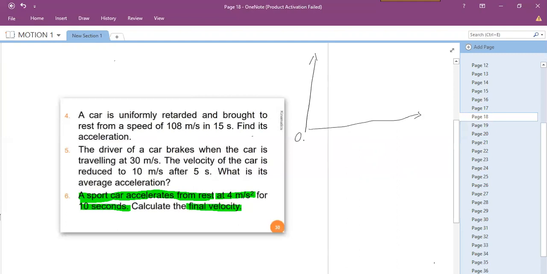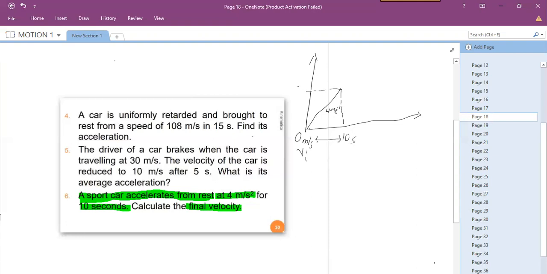So from rest here, we are at 0 meters per second. That's the initial velocity. So this is the initial velocity. So it accelerates at an acceleration of 4 meters per second squared. So this slope here, this graph is acceleration at a time of 10 seconds. So the time interval here is 10 seconds.